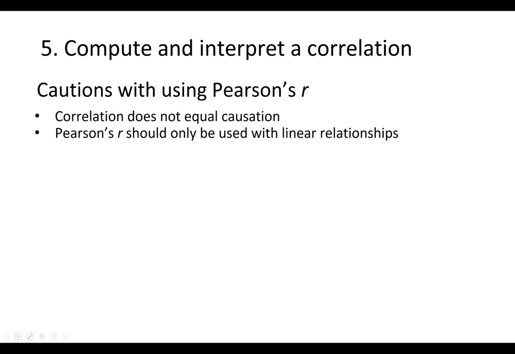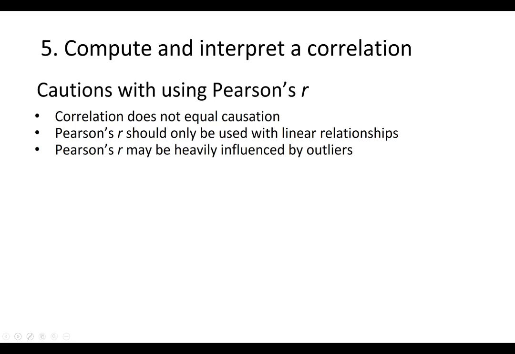Pearson's r should only be used with linear relationships. There are other correlational methods out there that can be used with nonlinear relationships, but Pearson's r, as we're using it in this course, should only be used with linear relationships. We often construct a scatterplot before computing the correlation to confirm that the relationship is linear.